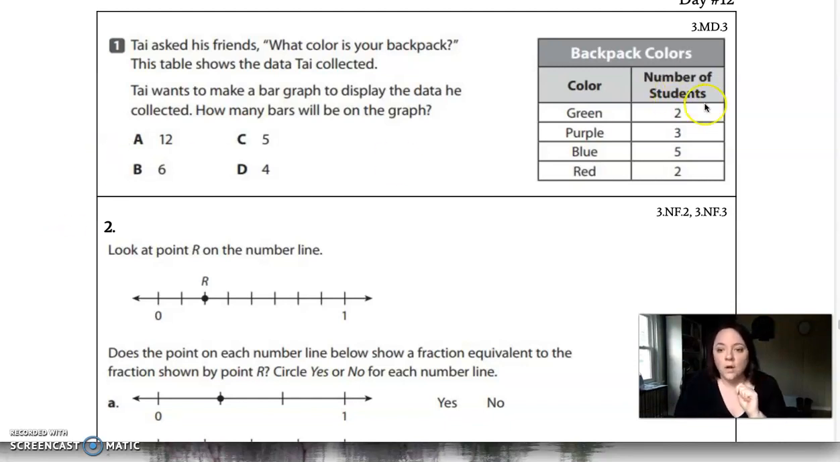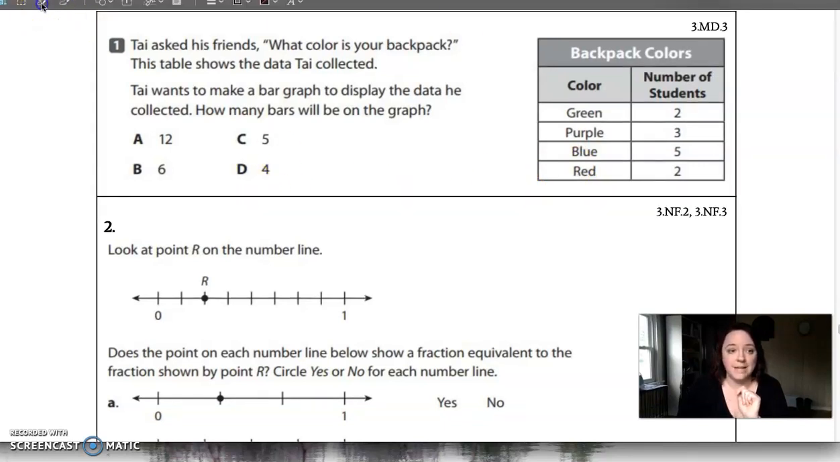Well, so it looks like we have two numbers that are the same, but that means they have the same height in their bar graph. So we need to know what colors each of them think. So we have green, purple, blue, and red. There are only 3 different numbers, but it wants to know how many colors. So if we want to make a bar graph to display this, we're going to have green, purple, blue, and red, which means that is 4. So that is going to be our answer, which will be letter D.